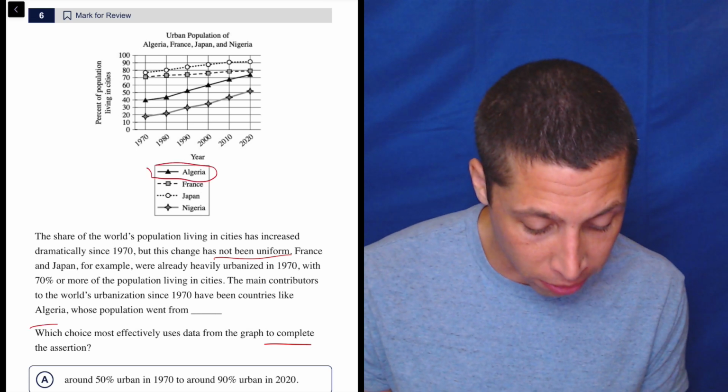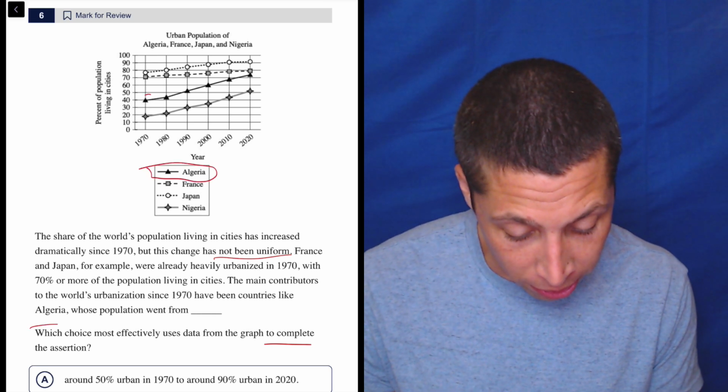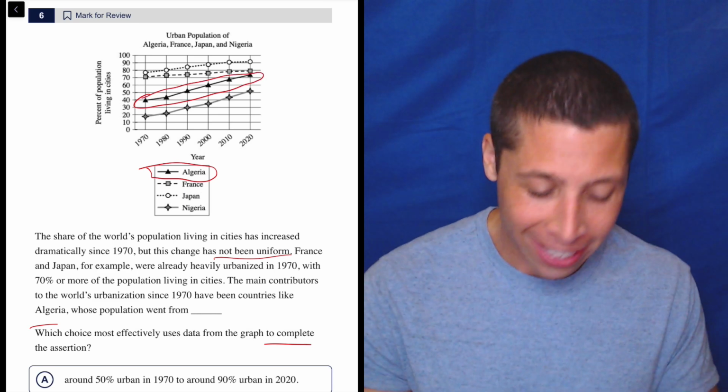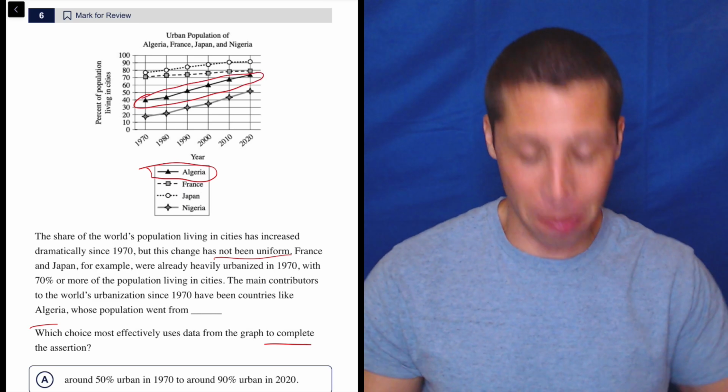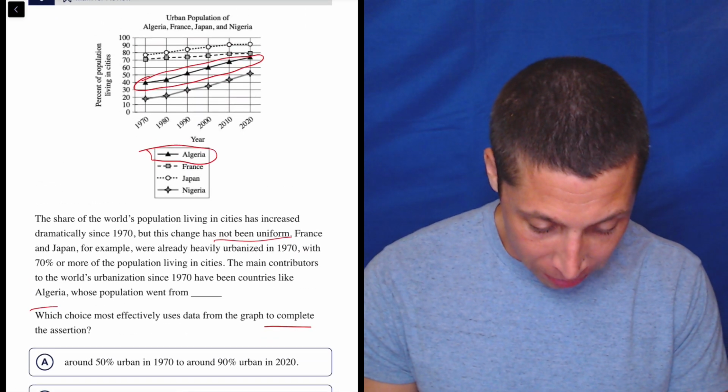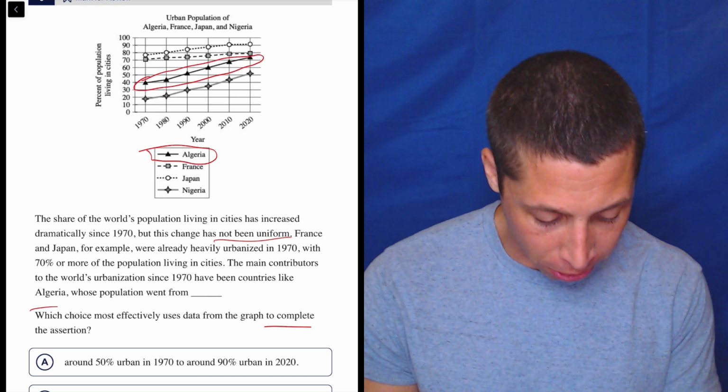So it's about Algeria. That's the triangle, right? So here's the triangle. Focus on that. Obviously, you can't draw on this on the real test, but write triangle on your scratch paper if you need to. So around 50% urban in 1970 to around 90% urban in 2020.